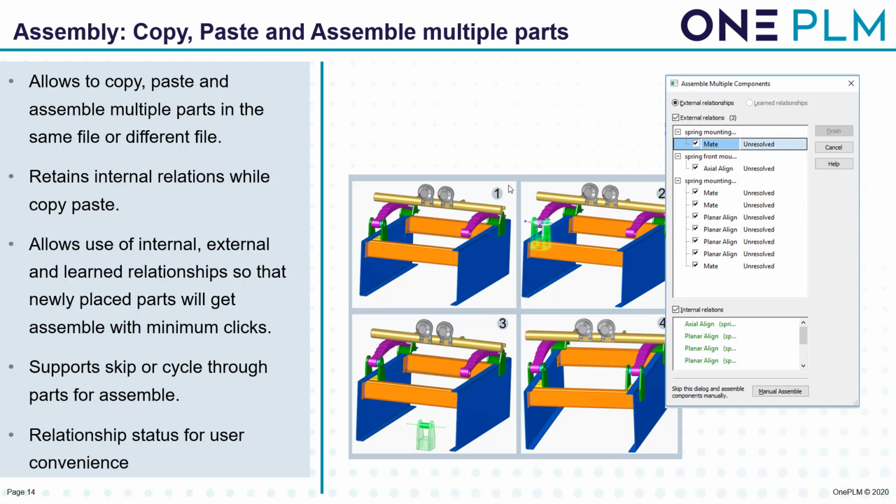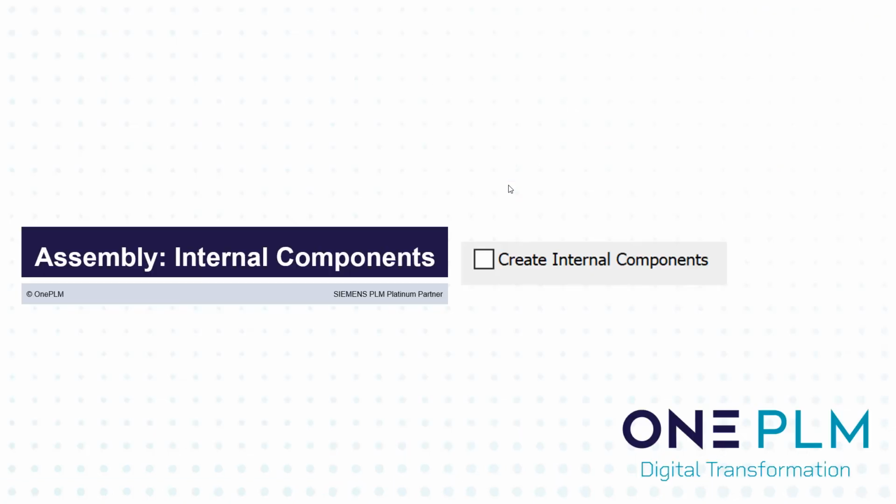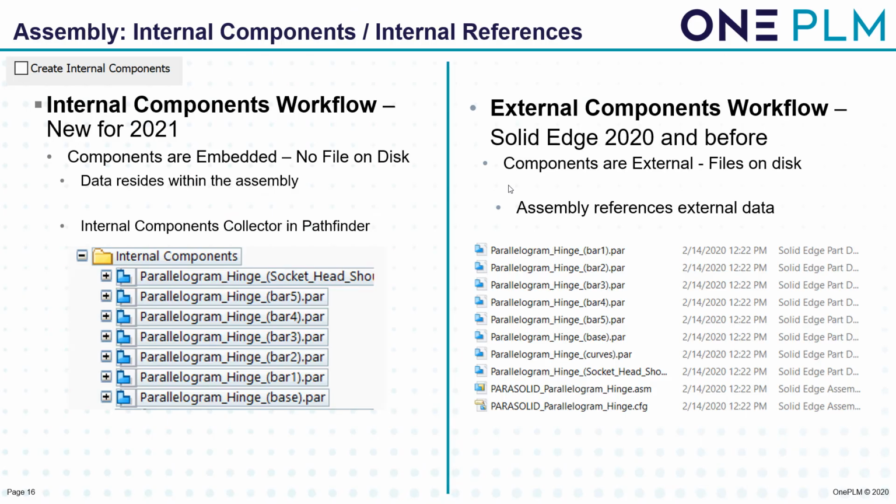We've also got the manual assembly option on there as well. So the new really big one is create internal components. If we look on the right first, if we bring in an imported part, a STEP file that's come from an assembly from another CAD system, it's going to create all those parts and save all those files onto the disk. But new in 2021, it's going to create all those parts, but save them all within the same assembly folder.